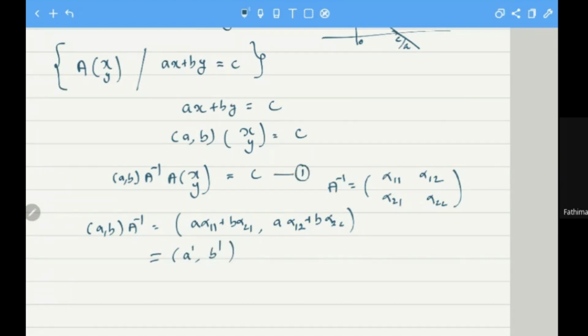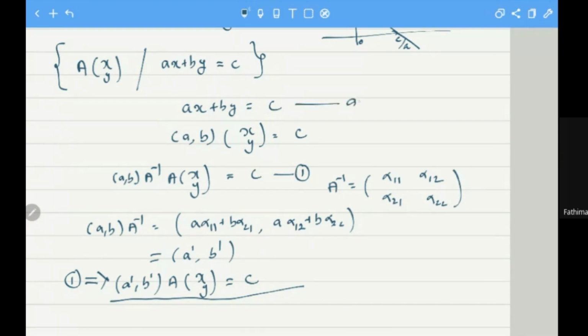So the equation 1 I can replace as A prime, B prime times A of xy, that is equal to C. So what does that mean? This is again a straight line, right? This is exactly the image of xy satisfying the property of equation 1. Equation 2 is exactly the image of equation 1 under A.